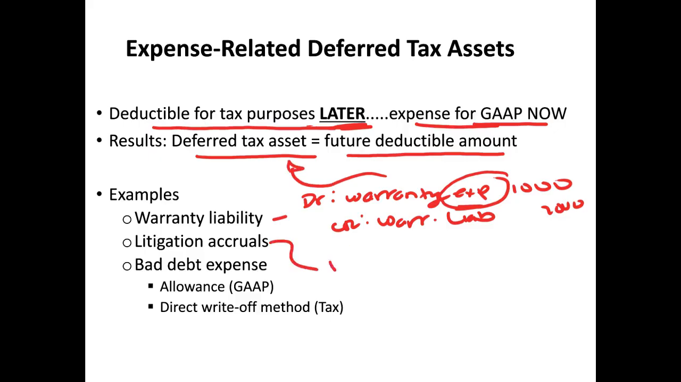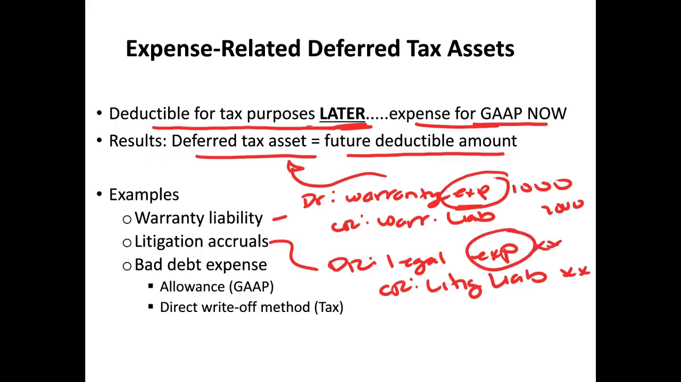Same thing with litigation accrual, right? We would debit some sort of legal expense and credit a litigation liability for some amount. And so that expense goes on the financial income statement, but for tax, it doesn't get deducted until it's actually paid. And then bad debt expense is also similar, right? We have an allowance for doubtful accounts that we record for GAAP, but for tax, we only get it using the direct write-off method, which means when we actually know that we will not be collecting that accounts receivable, then we can deduct that on the tax return.